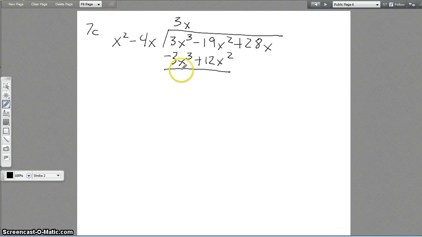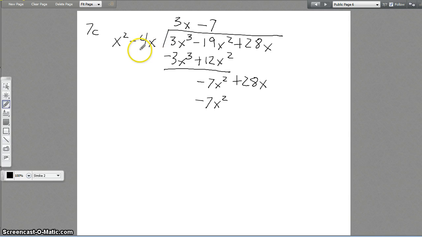3x cubed minus 3x cubed, that's 0. Negative 19x squared plus 12x squared, that's going to give us a negative 7x squared. And now we bring down our 28x. And we say, what do we have to multiply x squared by to get negative 7x squared? Well, we just need a negative 7 because we've already got the x squared. Negative 7 times x squared is negative 7x squared.